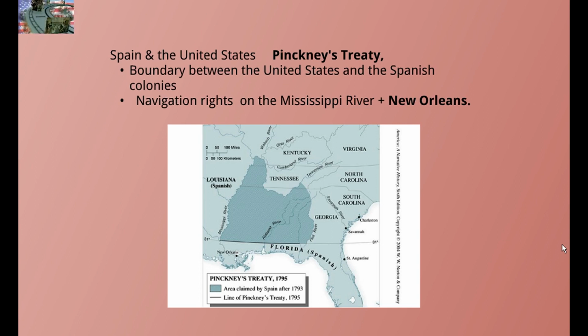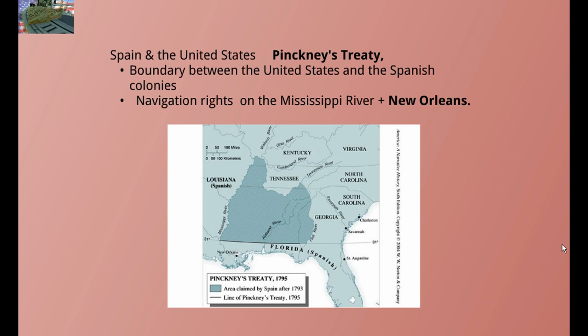Another treaty that the United States signs in this year is Pinckney's Treaty, or the Treaty of Madrid, the Treaty of San Lorenzo. All names are the same thing. In this treaty, the United States gets favorable boundary settlements with Spanish colonies. And also, the United States gets navigation rights on the Mississippi River and access to New Orleans.